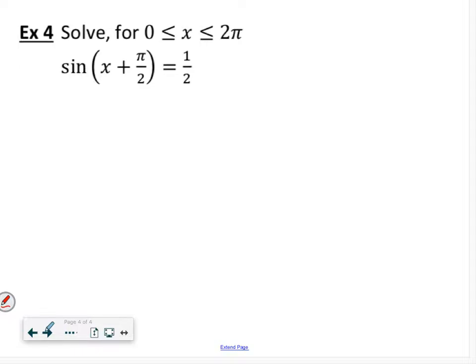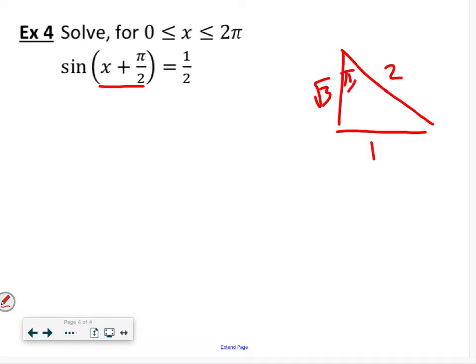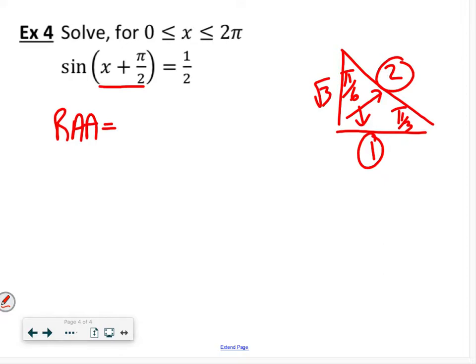Okay, so we've got sine of something equals a half. Now a half belongs to this triangle. We've got 1, 2, root 3, pi by 6, pi by 3. Okay, so we've got this triangle. Sine is opposite over hypotenuse, so we've got 1 over 2. So what this says is that our related acute angle is pi by 6.